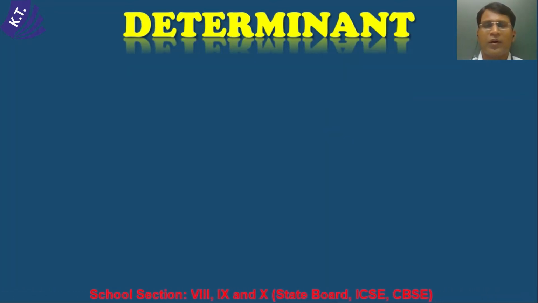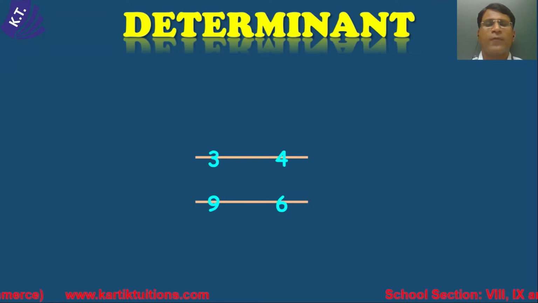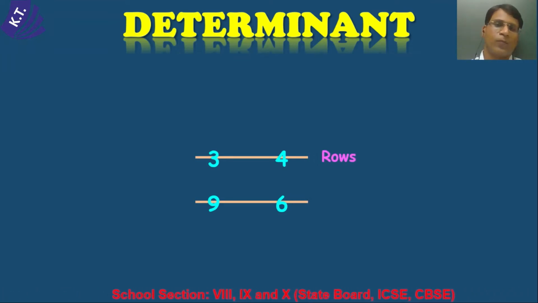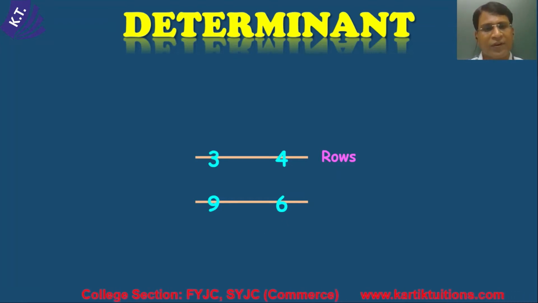Now, what is a determinant? A determinant is nothing else but a specific arrangement of coefficients of variables in an equation. So what am I saying? I'll tell you. See, I take the numbers 3 and 4, and I take the numbers 9 and 6. Now 3 and 4 are in one row, 9 and 6 are in another row. Basically, row-wise, we represent the coefficients of the first equation. For example, here 3 and 4 are the coefficients of the two variables in the first equation, and here 9 and 6 are the coefficients of the variables in the second equation.